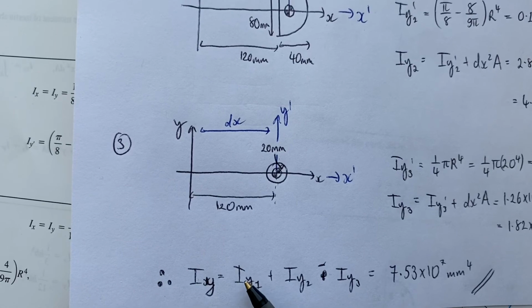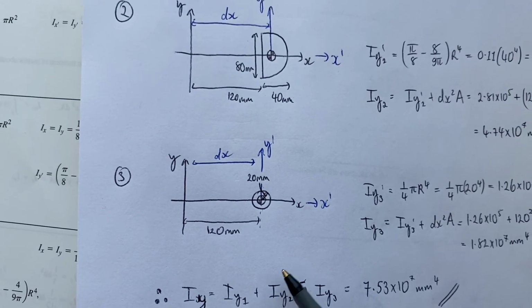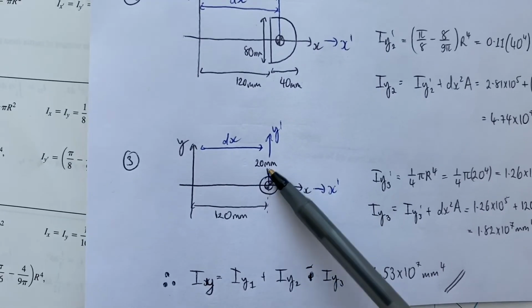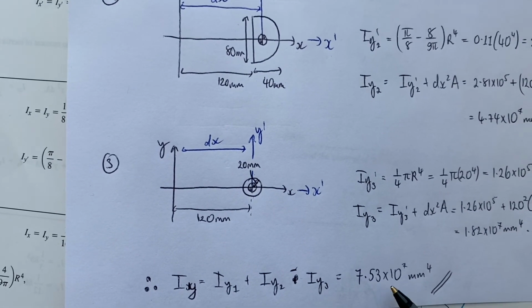So I add the two moments of inertia of the rectangle and the semicircle together, and then I subtract the cutout piece, and I get the following.